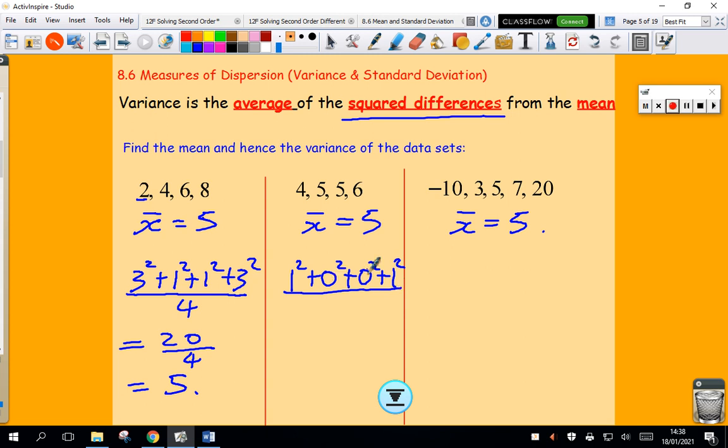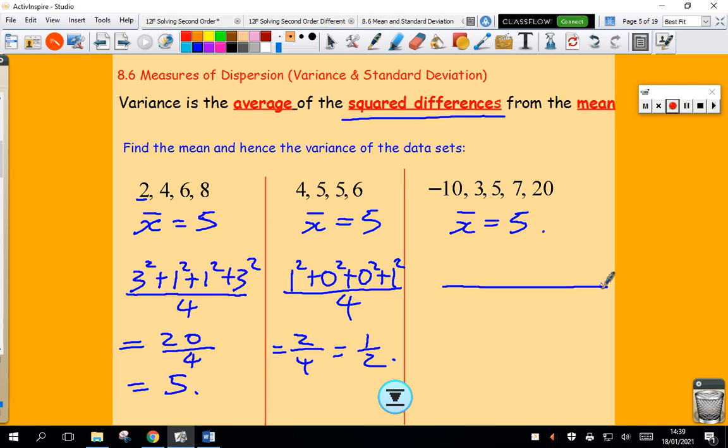Again, there are 4 square differences here, so to take their average, we divide by 4. 1 squared plus 1 squared, well, that's 2. 2 over 4 is equal to 1/2. So the variance of the first one is 5 units. The variance of the second set is 1/2. Okay, 2/4, so 1/2.